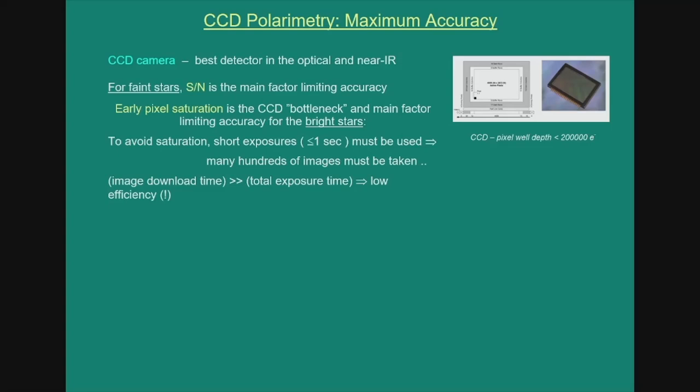So for bright stars, it's very difficult in practice with a typical CCD polarimeter to get the accuracy which is given by the signal to noise. You have a lot of photons, but you have a problem due to saturation.